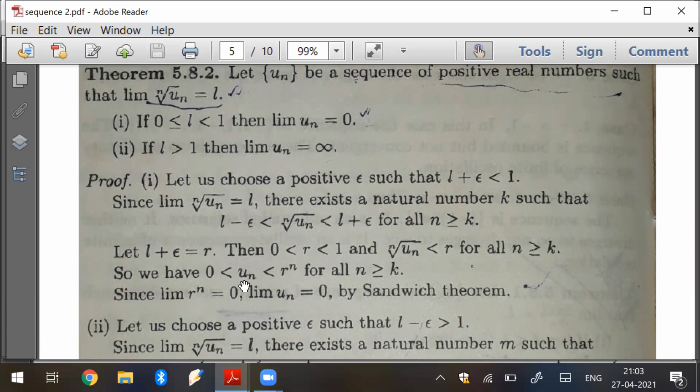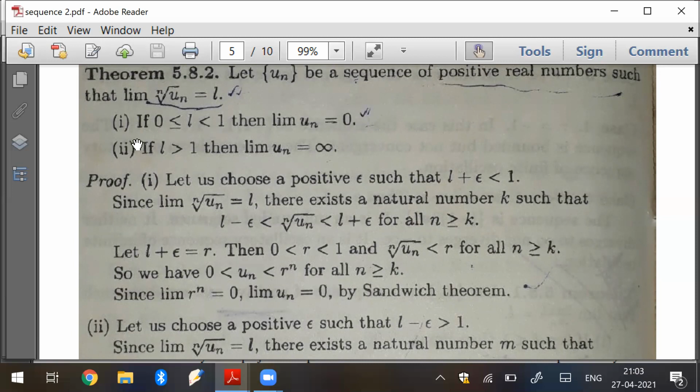So u_n is lying between 0 and r to the power n for all n greater than or equal to k. Because you are taking u_n to the power 1 by n, if it is less than r, both of them being positive, then u_n is less than r to the power n, simply multiplying n times. Now this r to the power n goes to 0. So by the sandwich theorem, here it is 0 on the left hand side, which is a constant sequence going towards 0, and on the right hand side it is also a sequence going towards 0. So by the sandwich theorem, my u_n will be going towards 0. So the first part is proved.